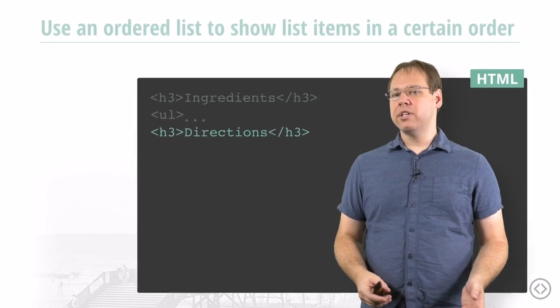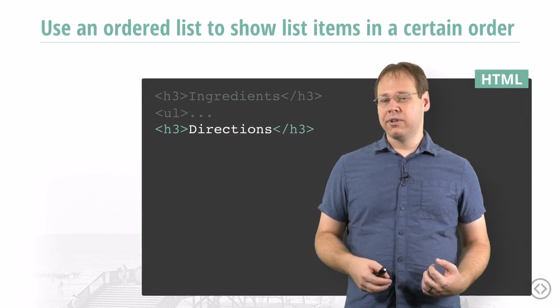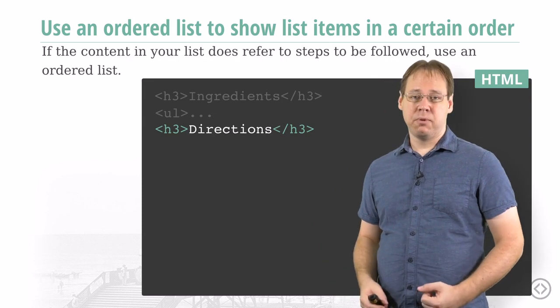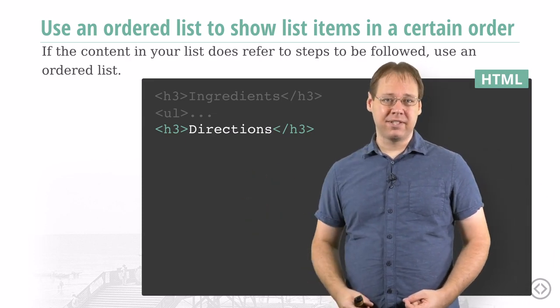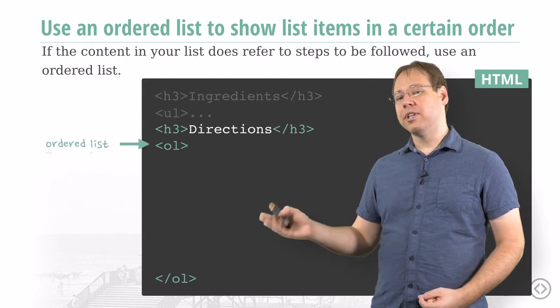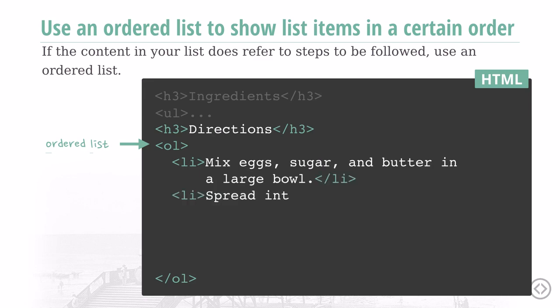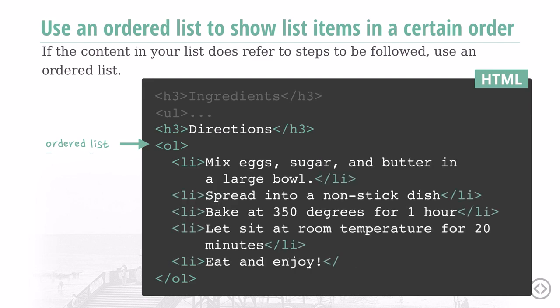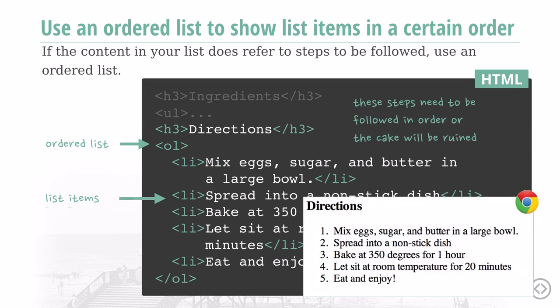Our list of ingredients was an unordered list because it didn't need to appear in any specific order. But if you do need items to appear in a specific order, like in the case of directions for making this cake, you can use an ordered list tag. Ordered lists work just like unordered list, but the tag name is OL instead of UL. Here's what that list looks like in the browser. Ordered lists will naturally number each one of the list items because they need to be followed in a certain order.